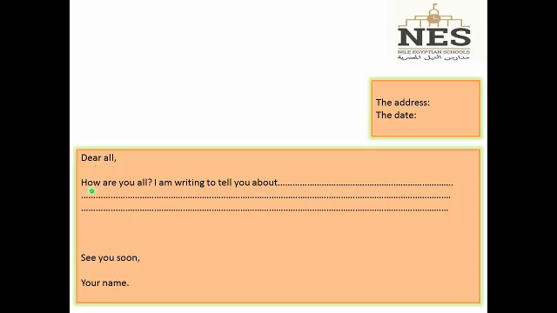Then we start writing the letter. For example, "How are you all? I'm writing to tell you about." Then choose 3 animals to write about their habitats, write about their food, and finally write about how we can protect them. After that, we move to the closing.